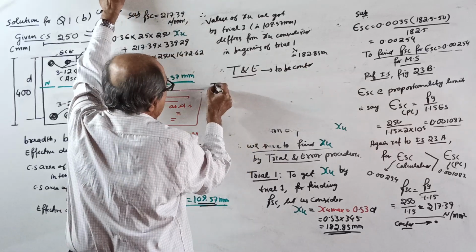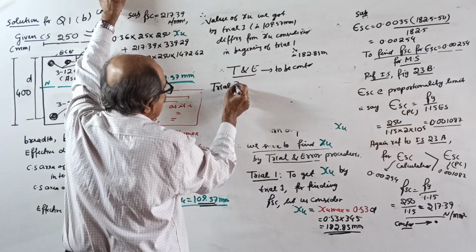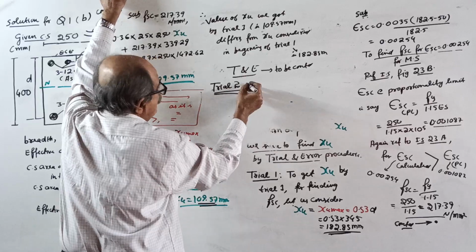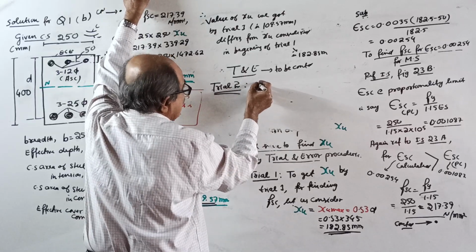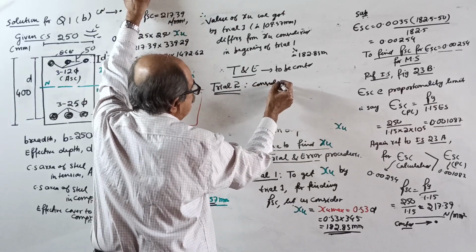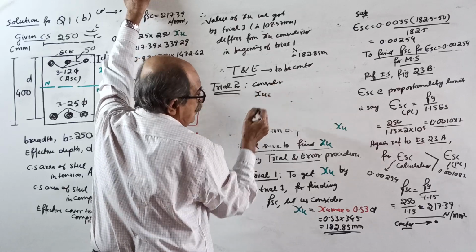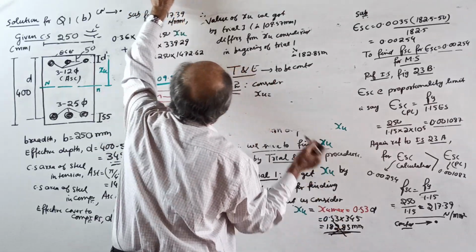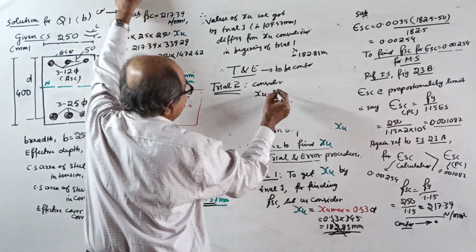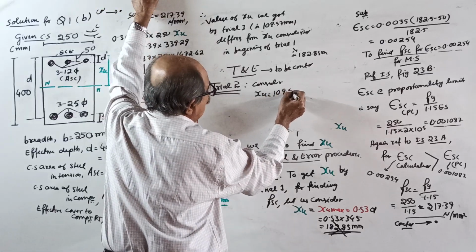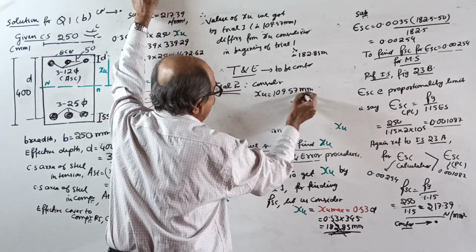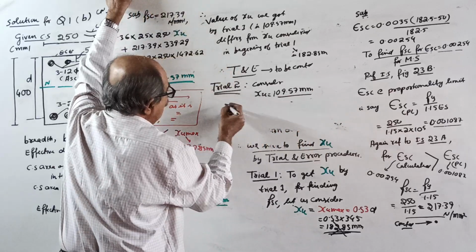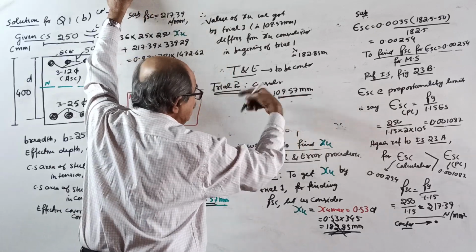Start. Now, trial 2. Consider XU equal to that value cancelled. Now, fresh value you got, 109.57 millimeter. I am not using color now. Okay, now repeat the procedure. Now for this one continue.